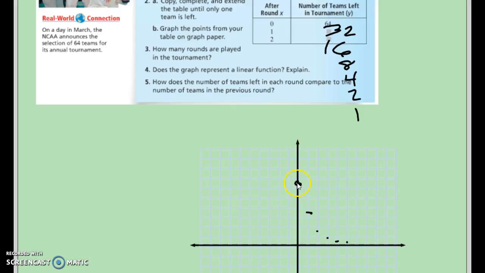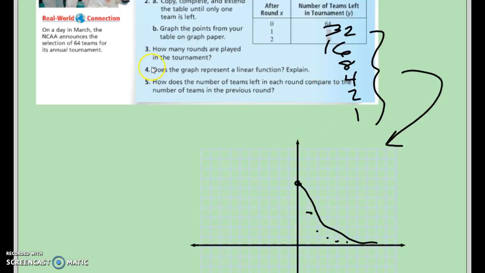So now you can see that I've plotted these points that I've taken from up here on my graph. And I could draw a line to connect them, or draw a graph to connect them. It's not a line, but it's a graph. So now I can answer my other questions. How many rounds are played in the tournament? Well, there's 1 round, 2, 3, 4, 5, 6 rounds.